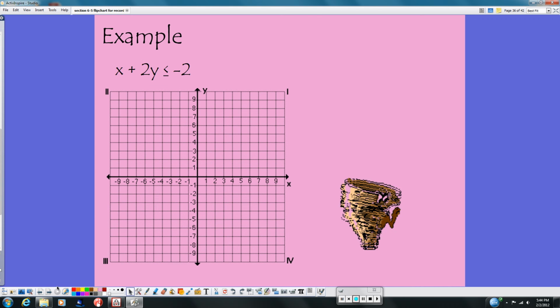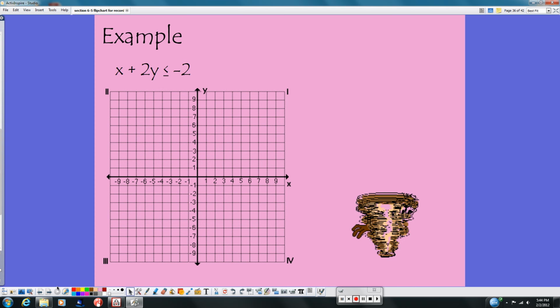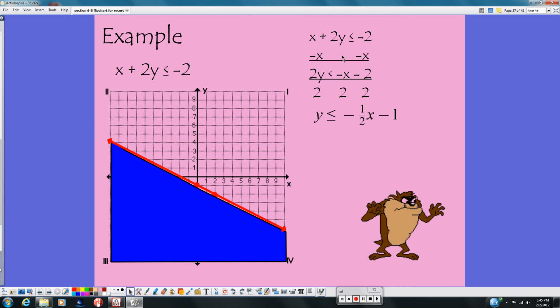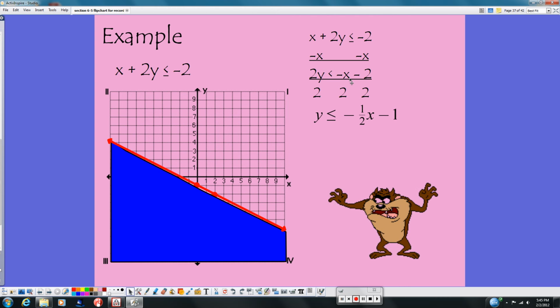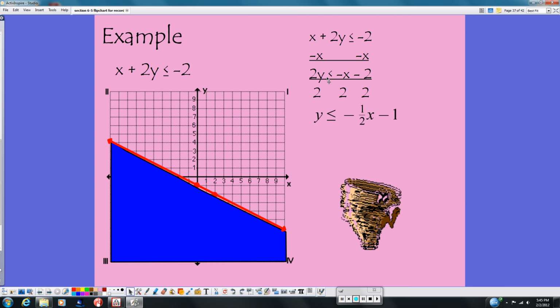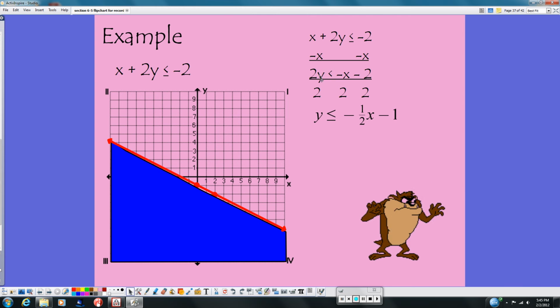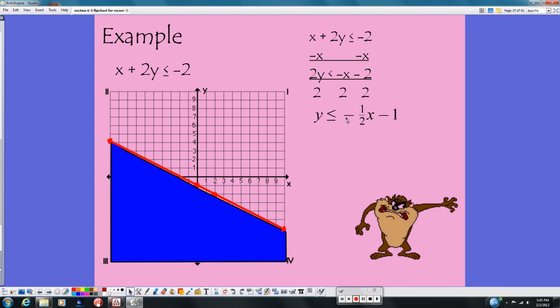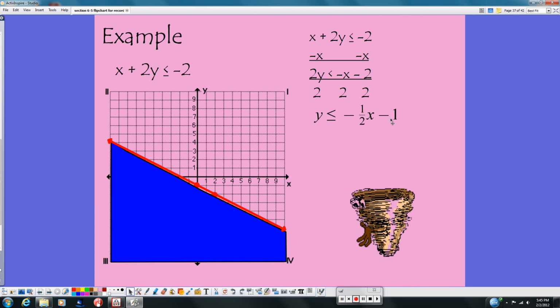Now, in this example, we have x plus 2y is less than or equal to -2. Remember our first step, we need to get y by itself. So before I can even think about graphing this, I need to get y all by itself. To do that, I first have to subtract x from both sides. Keep in mind, you cannot combine this together. So it's 2y is less than or equal to -x minus 2. Divide everything by 2 to get y completely by itself. You end up with y less than or equal to -1/2 x minus 1.